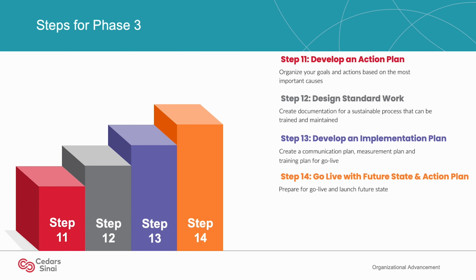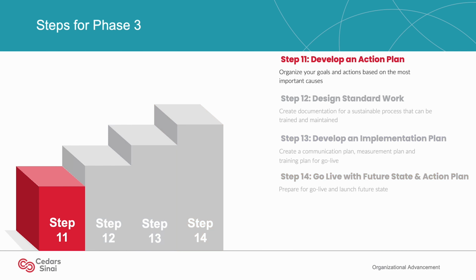Phase 3 consists of 4 steps. They are developing an action plan, designing standard work, developing an implementation plan, and going live with the future state and action plan. In Step 11, you and your team will develop an action plan. As a team, you'll organize the goals and actions based on the most important causes. Let's get into more detail about what developing an action plan will look like.